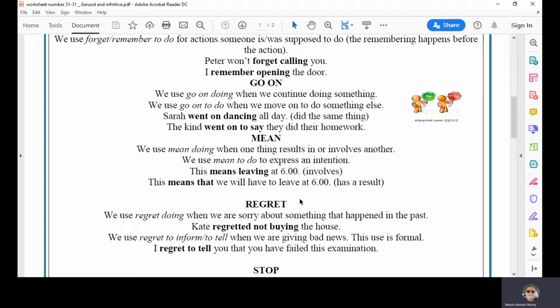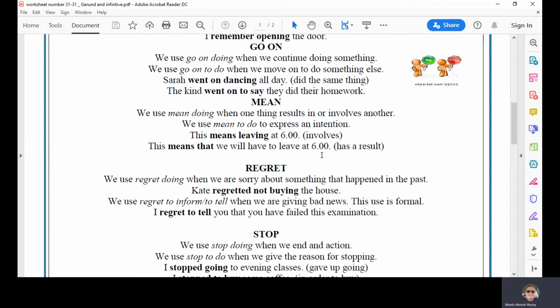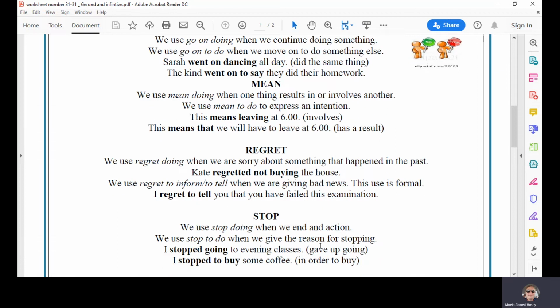They stopped doing it means that they will no longer do this action. Stop eating means that they will no longer eat fast food again. Stop to eat means that they stopped what they're doing and they will do it now. We stop doing when we end an action. Stop to do when we give the reason for stopping. I stopped going to evening classes, so I gave up. I quit. I stopped to buy some coffee, so I stopped in order to buy some coffee.